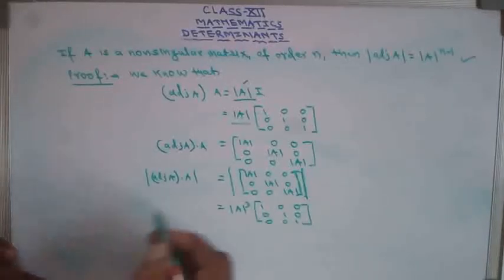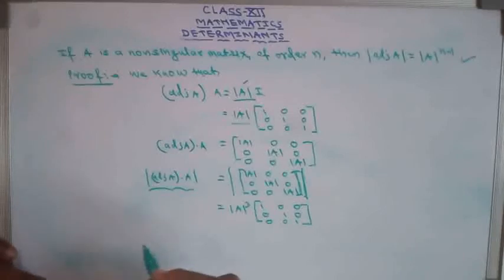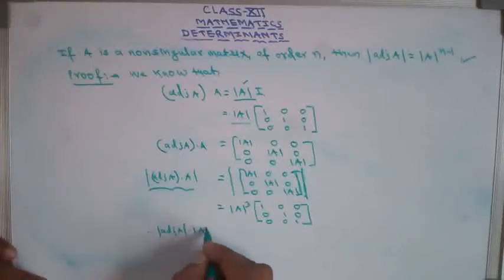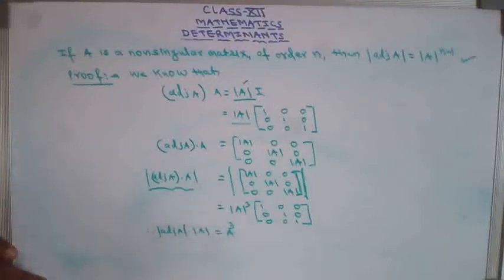Now we know that if A and B are non-singular matrices, then A into B and B into A are also non-singular, and A into B is equal to B into A also. Therefore, determinant of adjoint of A into determinant of A equals determinant of A whole cube into I into I. Here this is determinant of A and this is determinant of A whole cube, so it will be determinant of A whole square into I.